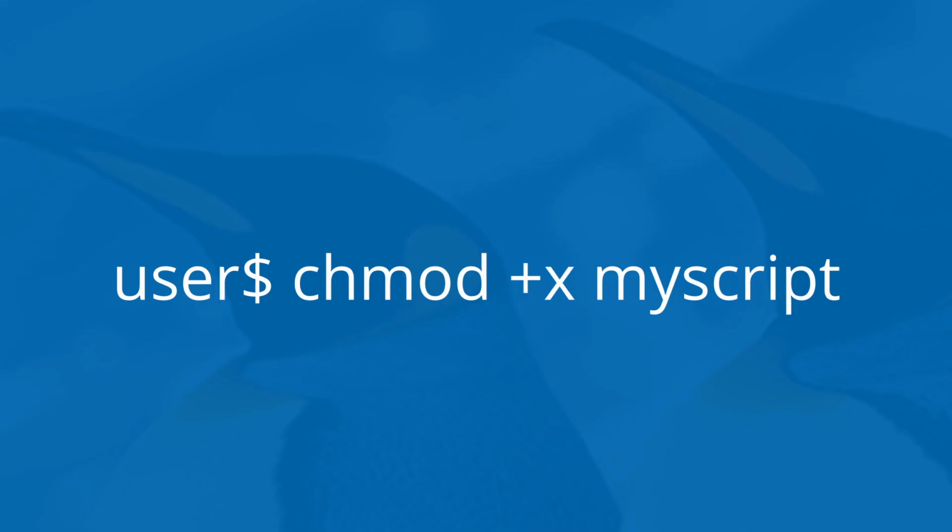The R bit is set by default for new files anyway, but you have to take care of the X bit, for execute, yourself once.